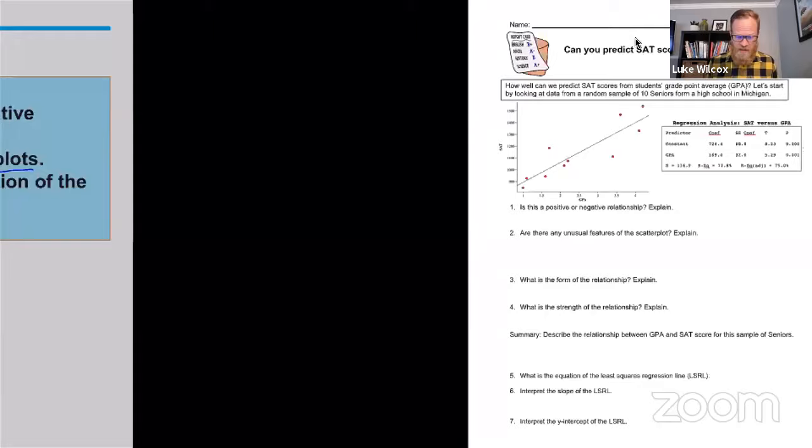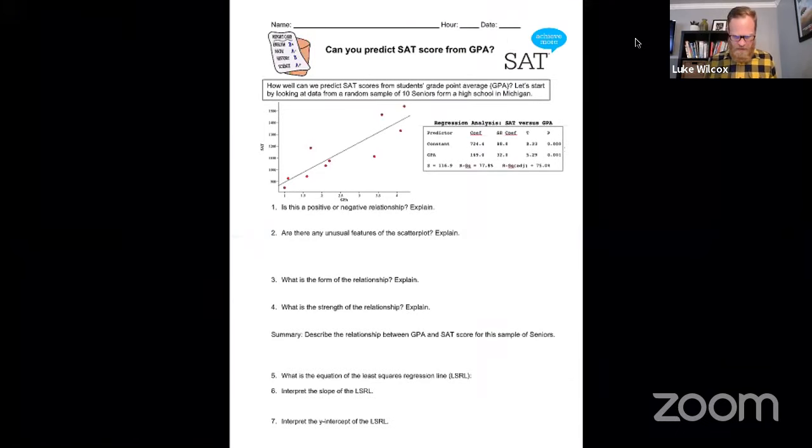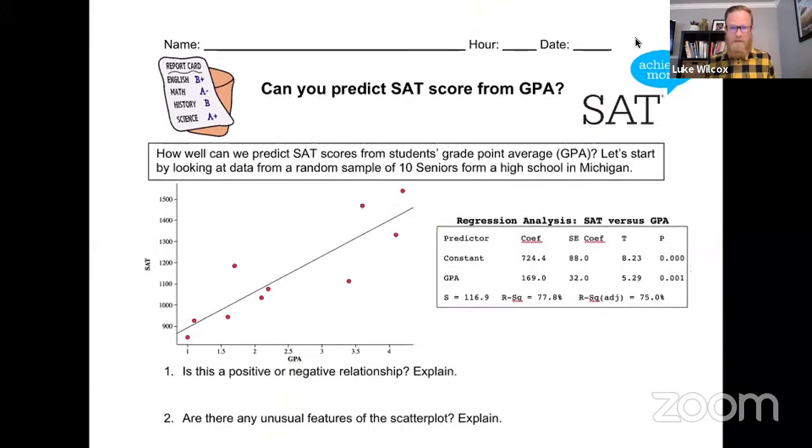So let's go ahead and take a look at today's activity. And specifically, let's start with the context here, which may be one that's fairly familiar to you, and that's the SAT score. And what we're trying to do here is to predict an SAT score from a student's GPA. Most definitely, I would think that there would be some sort of a relationship between a student's GPA and how well they do on the SAT. Not an exact relationship, but at least some sort of a connection between those two. That's what we're going to investigate.